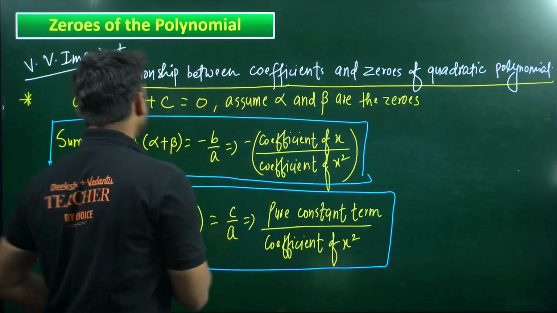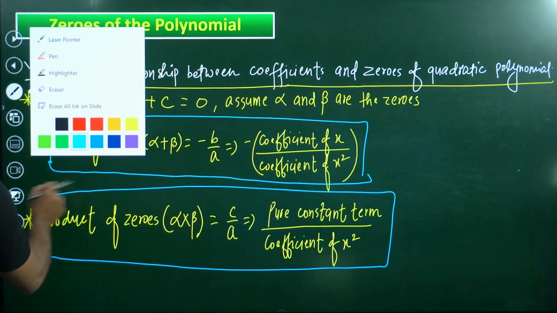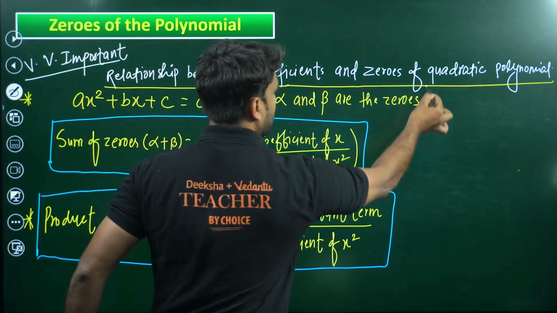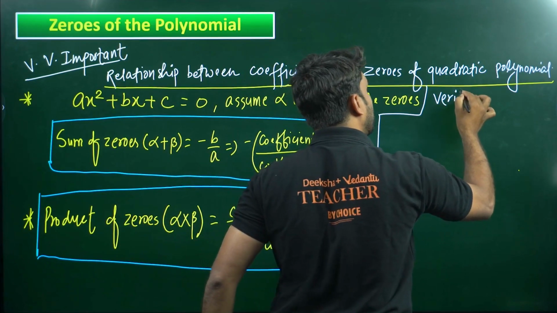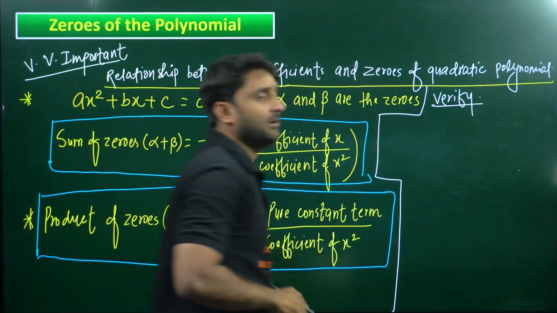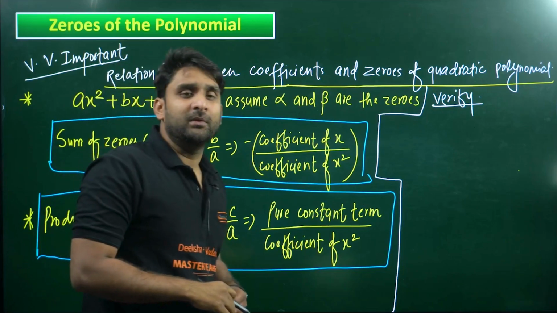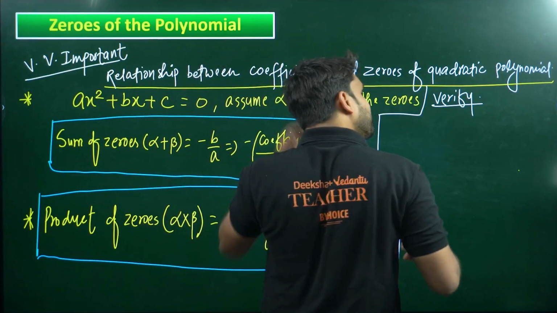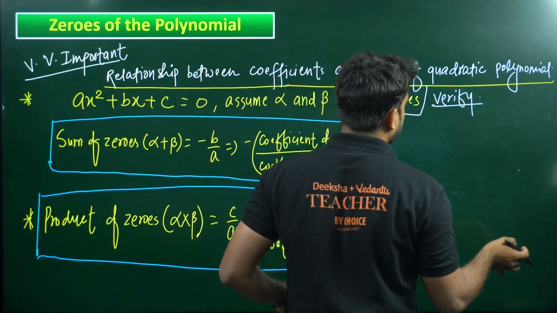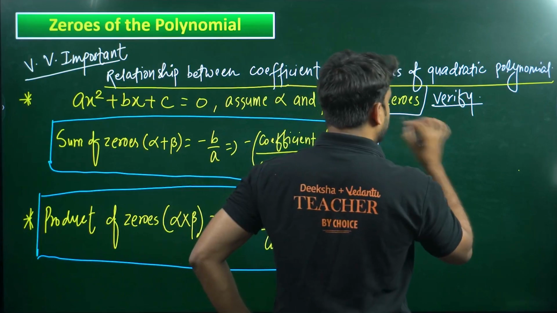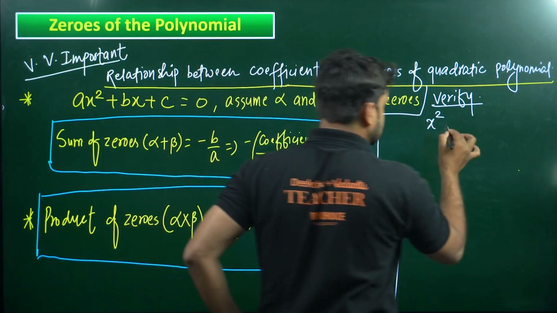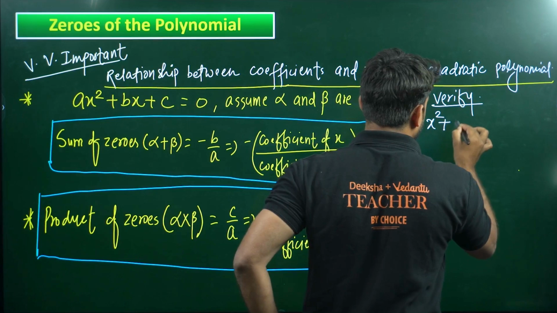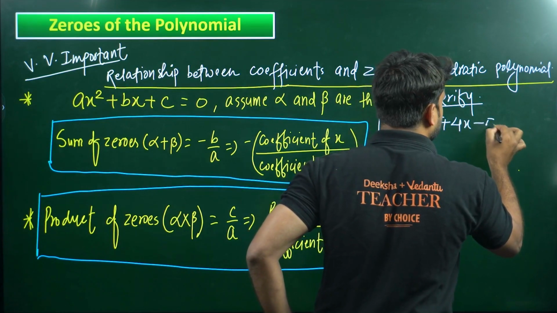Okay, so let's do the verification here. Let's verify the power of this formula. So to verify this formula, let's take an example here. I'm taking this example. Can we take here x square plus 3x plus 4x minus 5 is equal to 0.